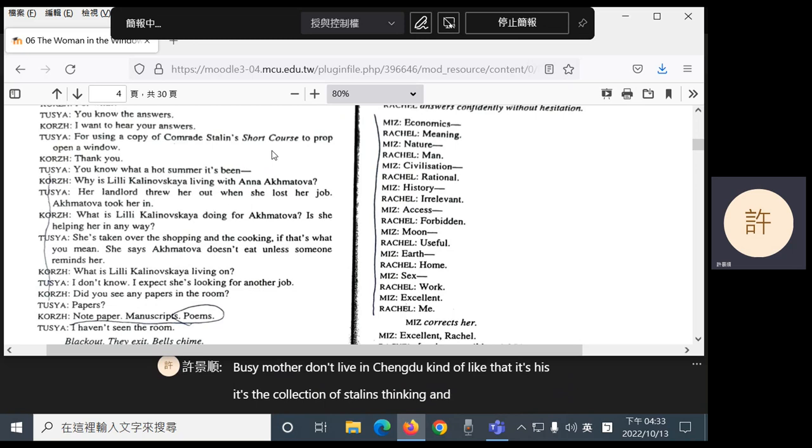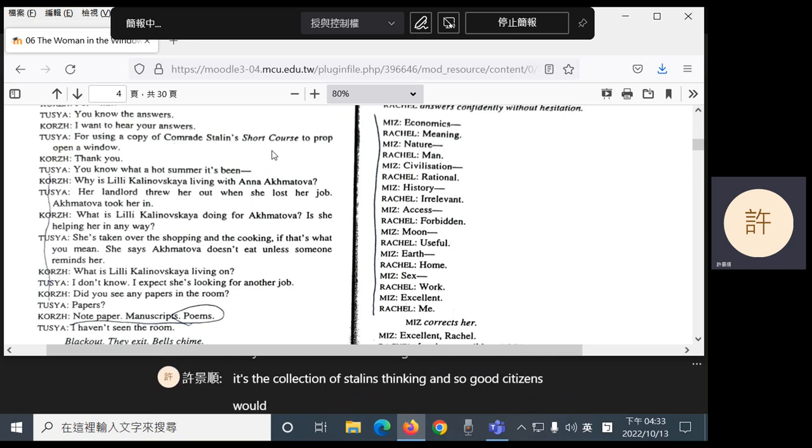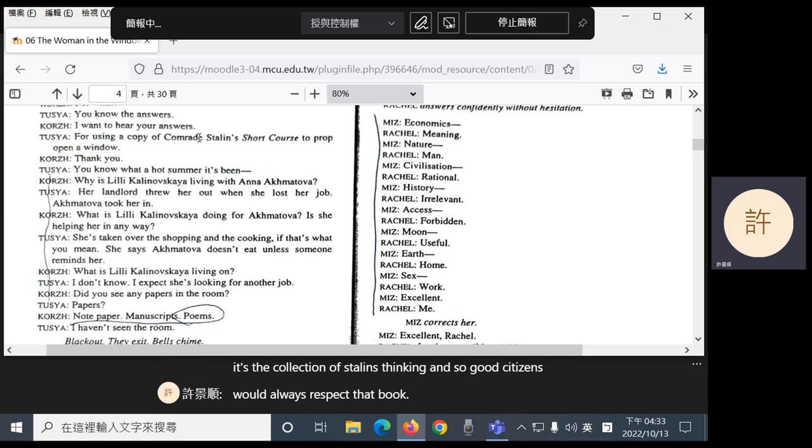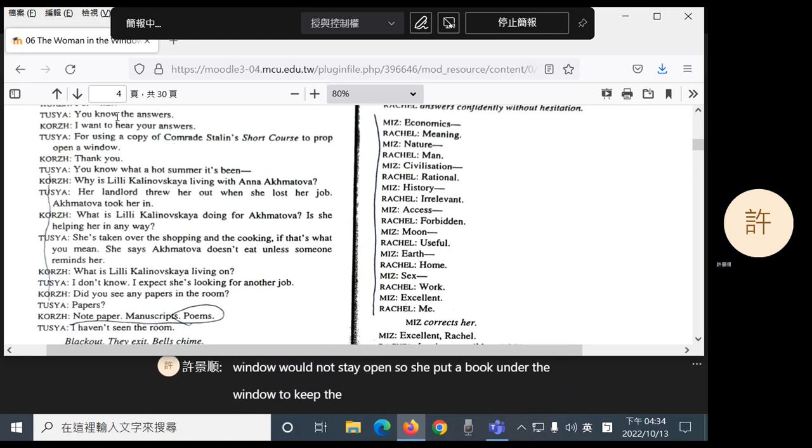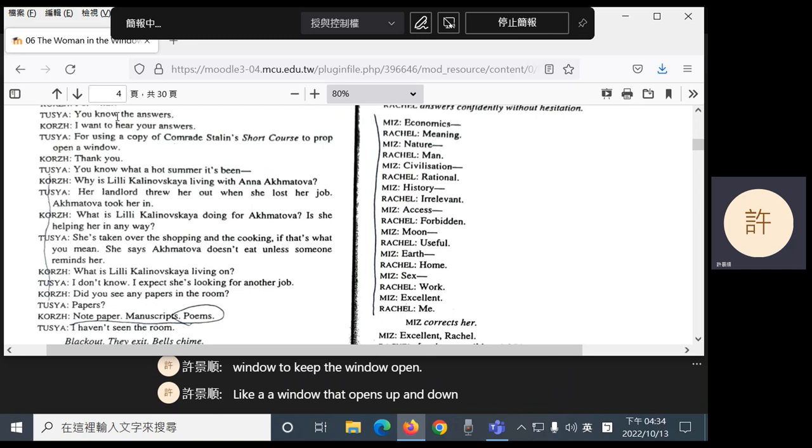And so good citizens would always respect that book as a kind of respect for Stalin. But Lily used that book to prop open a window. So the idea is that the window would not stay open. So she put a book under the window to keep the window open. Like a window that opens up and down. So it keeps falling. So to keep open the window, Lily put a book to keep the window open.